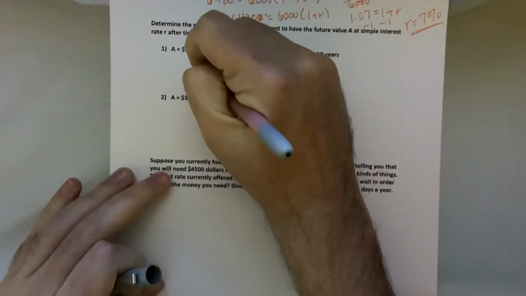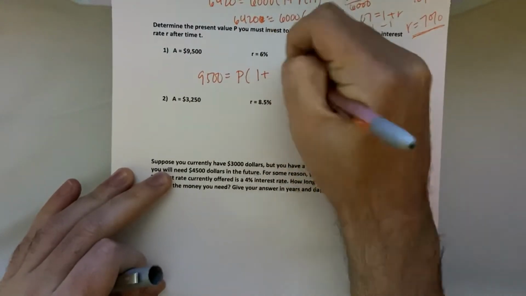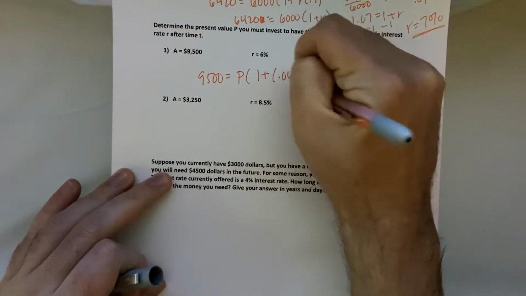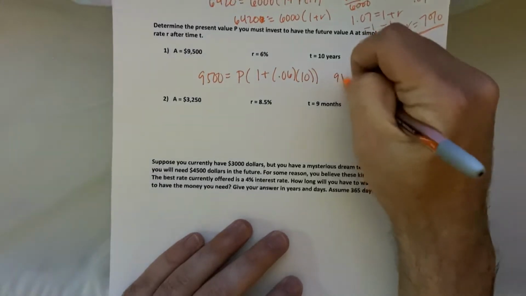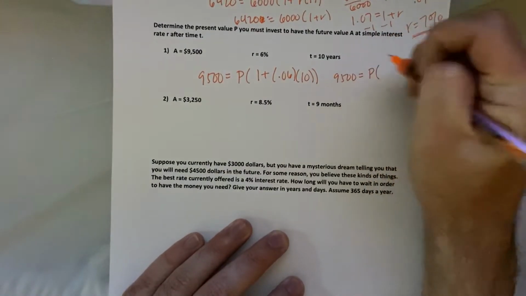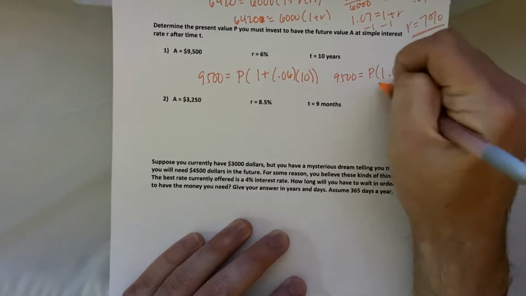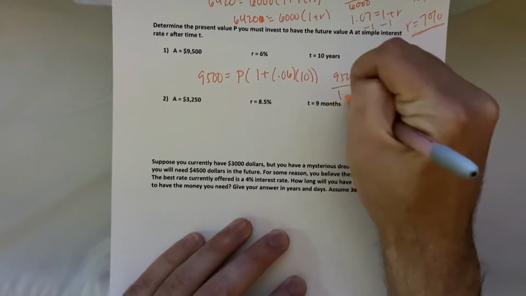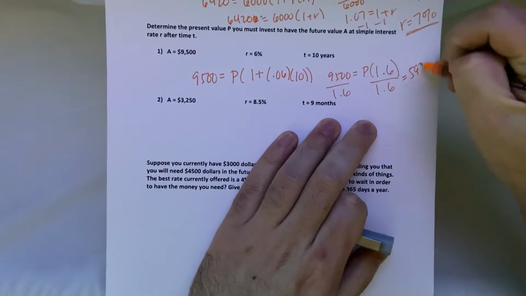So we know A, 9,500 equals P times 1 plus 0.06 times 10. So that's 9,500 equals P times 1 plus 0.6, which is 1.6. Divide by 1.6. So 9,500 divided by 1.6 is 5937.50.